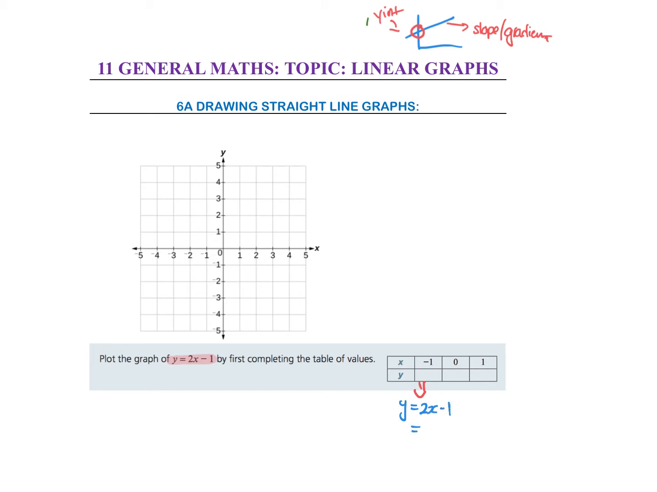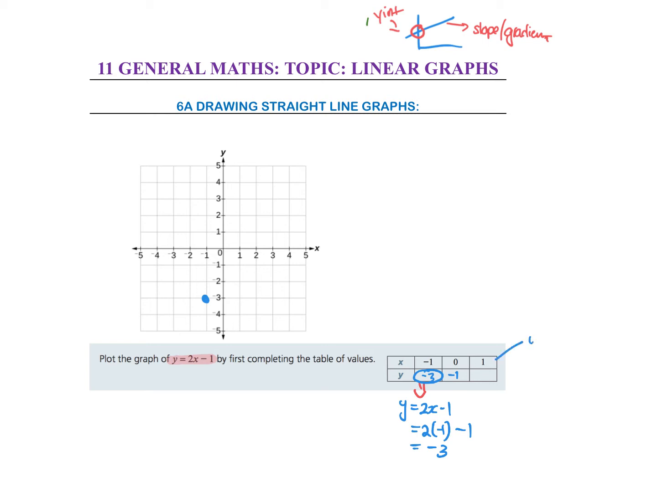When we're trying to find out this number, we're going to put in -1 because that's what they're saying x is. So we've got 2 times -1, which would be -2, minus another 1, which would be -3. So we're saying when x is -1, y is -3, and we can draw the point on the graph. Then you can pop in all the rest. We know this one, when x is 0, y will be -1.